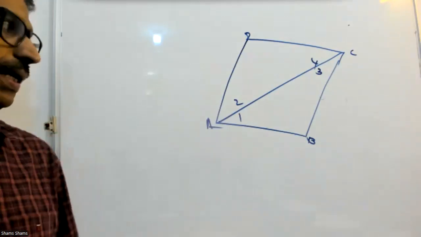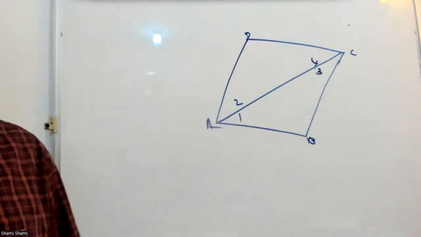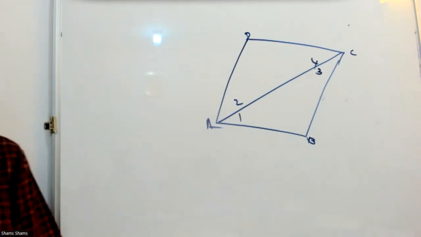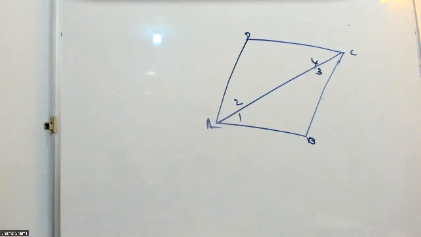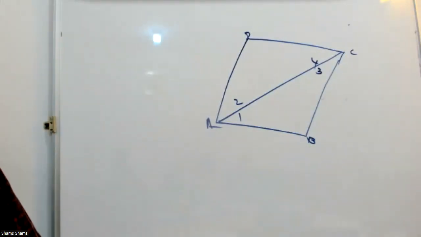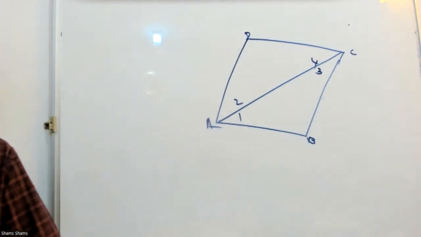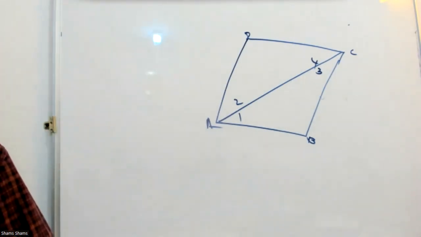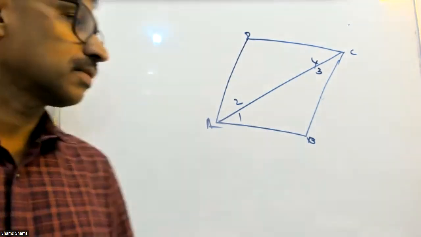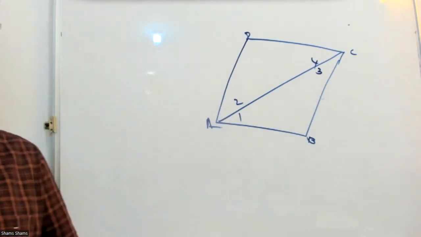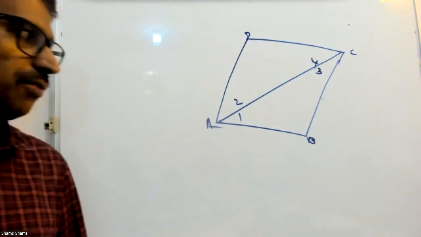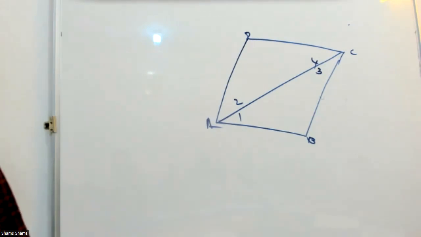Think about this one. Look here. What is given? Given ABCD is a parallelogram in which angle 1 equals angle 2. To prove what? One, angle 3 equals angle 4. Second part is what? ABCD is a rhombus.